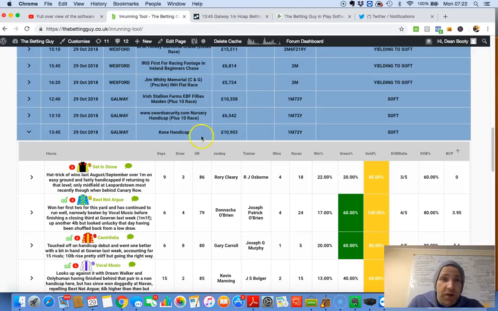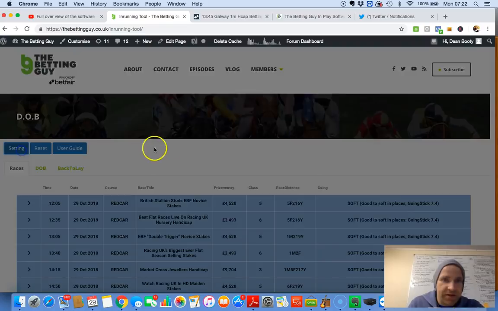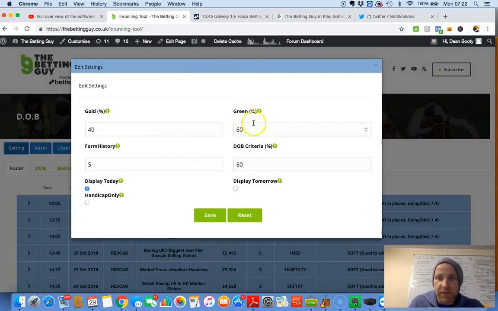Right, so what do we do? When I'm looking at a race, first of all I do my settings. So 60%, this means horses that have decreased in price by 60%. This means horses that have decreased in price by 40%. 5 runnings, show me the last 5 runnings. This is a DOB criteria. So we've already done this.